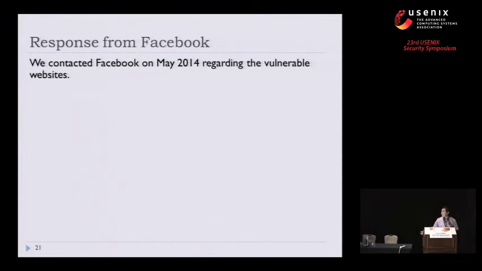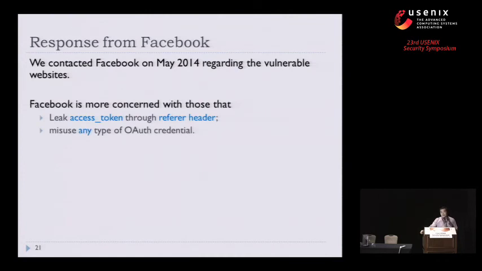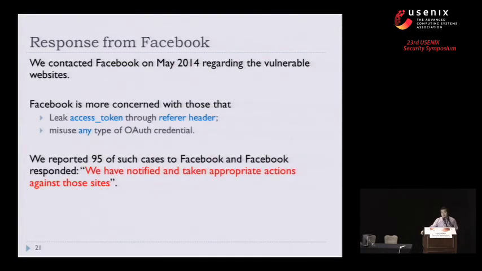We also contacted Facebook a couple of months ago regarding these findings. Facebook is more concerned about leaking access tokens through the referrer header, as this is directly related to their website, and also any type of OAuth credential misuse. We reported 95 such cases, which we were able to reconfirm at the time we reported them. They responded that they had notified and taken appropriate actions against those sites. We don't know what exactly that means. They are not willing to reveal any more information.